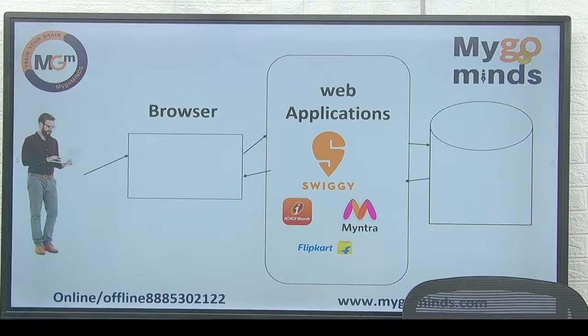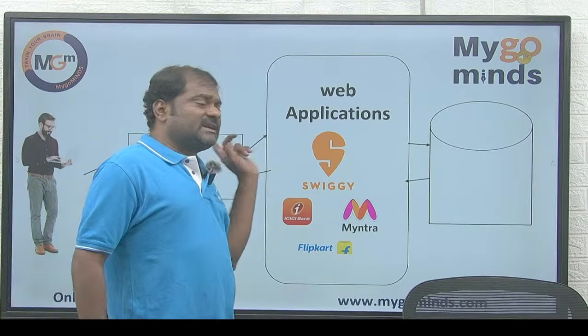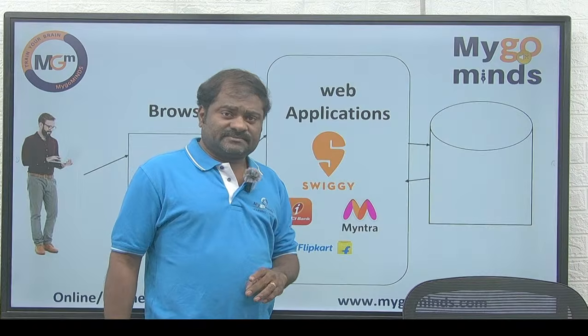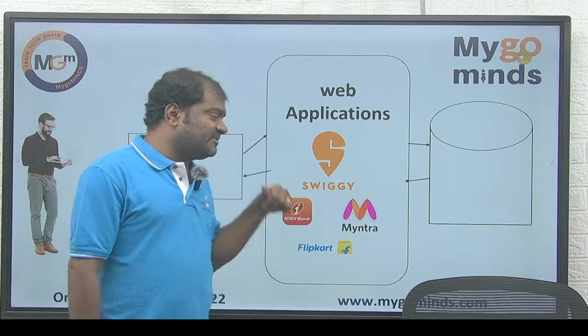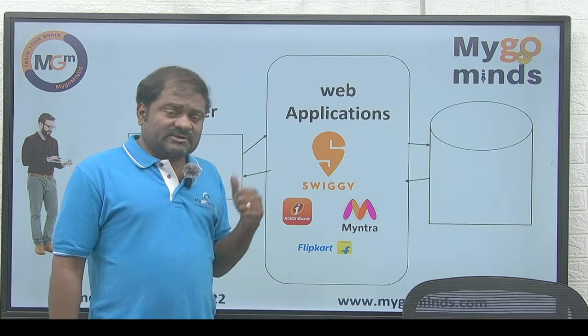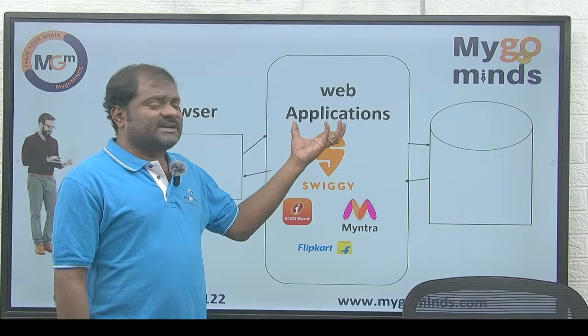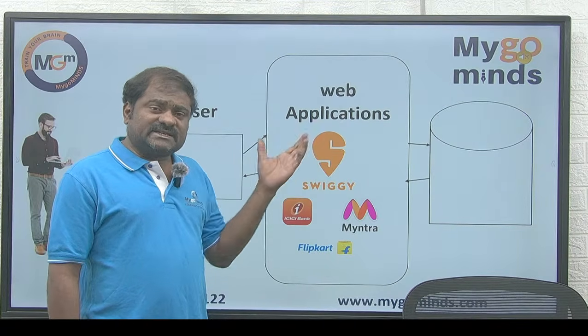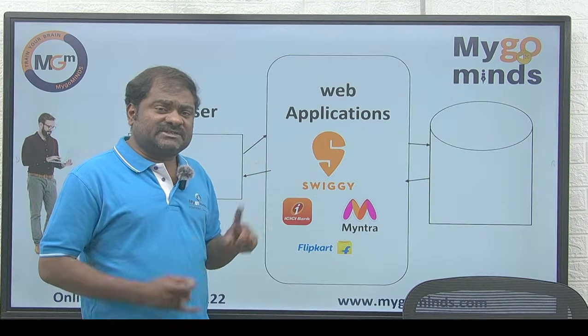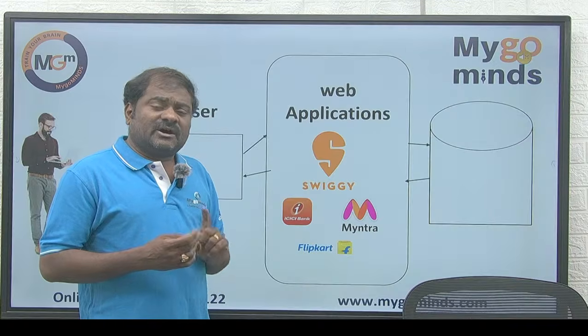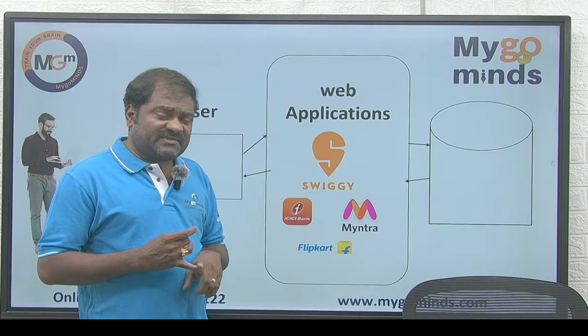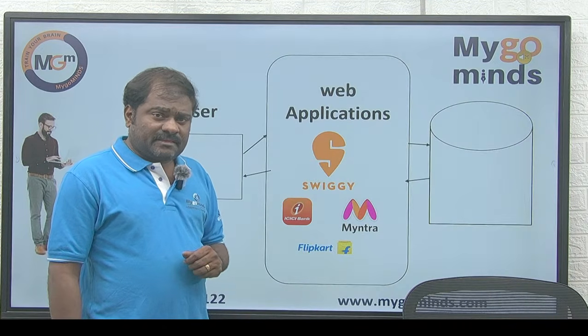A web application will communicate with the database because the browser cannot directly interact with the database. There is no direct connectivity between browser and database. So between browser and database, one application is required. These applications you can develop either by using Java or .NET or Python or MEAN stack or MERN stack, whatever it may be. Did you understand?